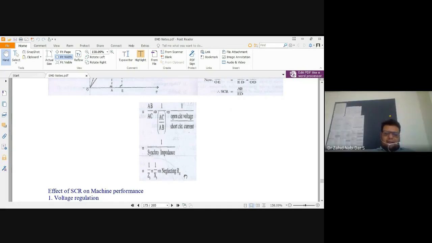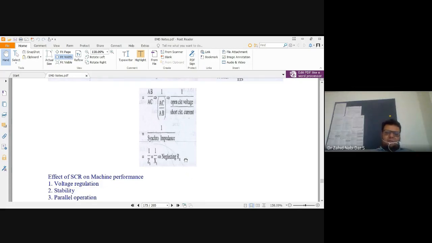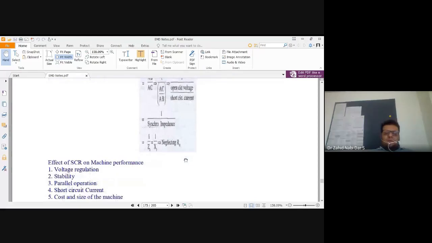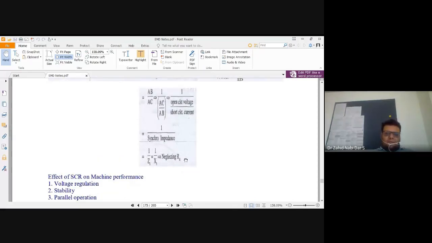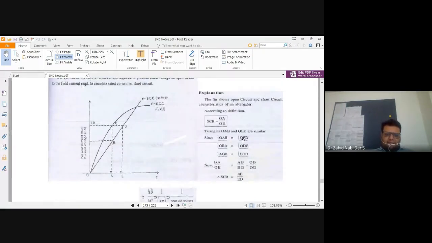...is equal to 1 by Zs, neglecting Ra. Here's the why of neglecting: the value of Ra is very small. So now you came to know this is a very important concept. From here we have arrived at this, using the property of similar triangles.